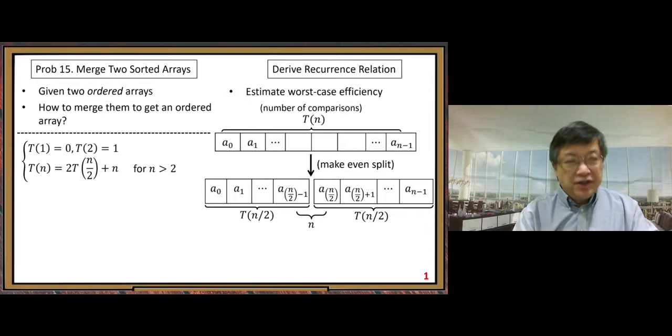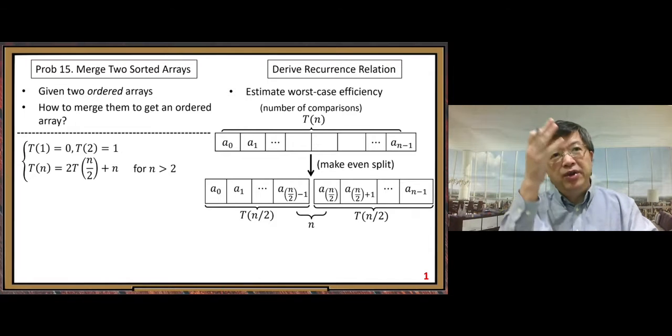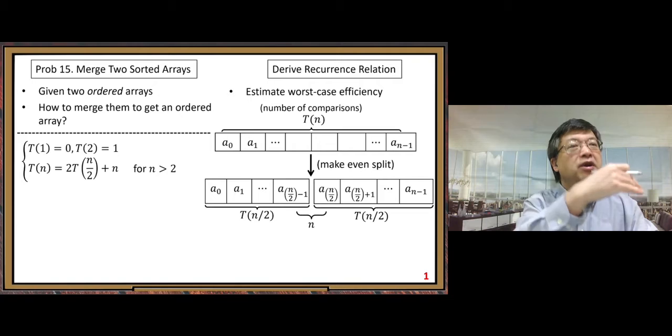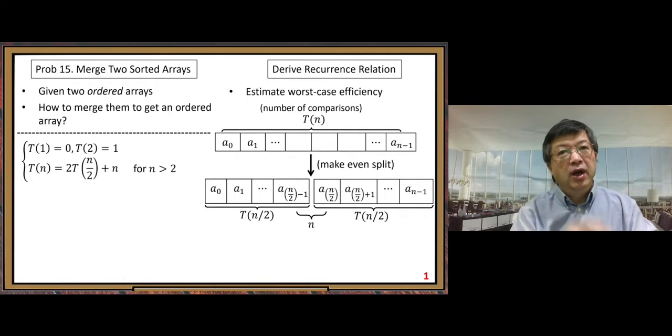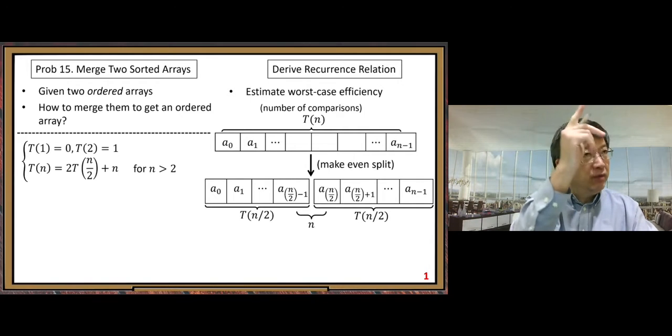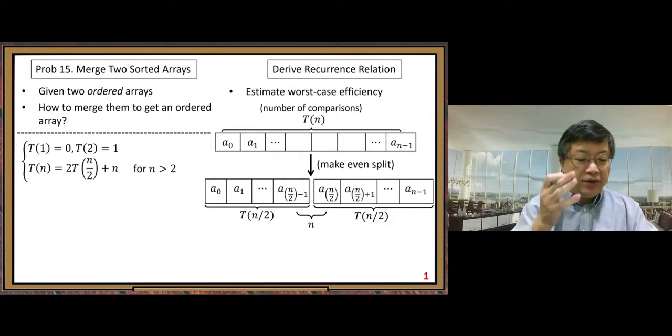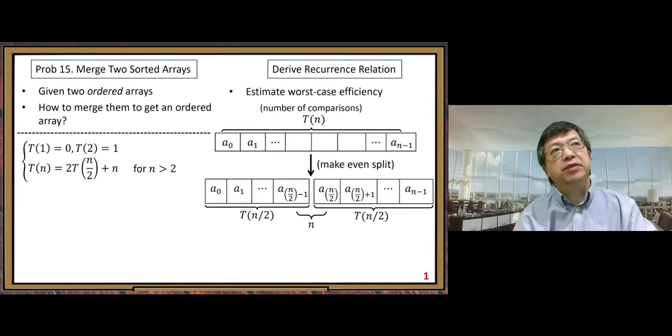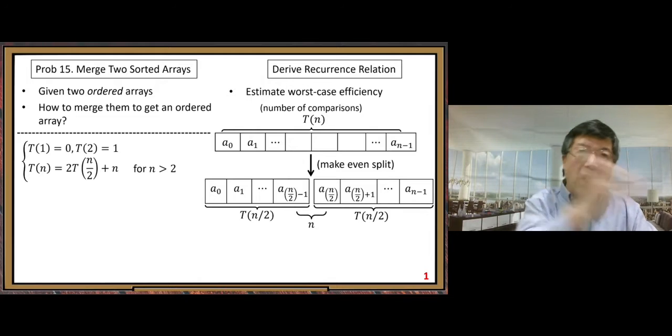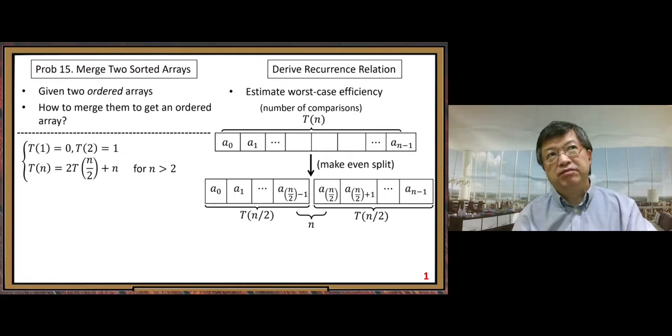Base cases, 2 base cases: when there is 1 element, no comparison, T of 1 equals 0. When there are 2 elements, 1 comparison. After that, we use this recurrence relation: T of n equals 2 times T of n over 2 plus n. All right. Then how to solve it? The next question is how to solve this recurrence relation.